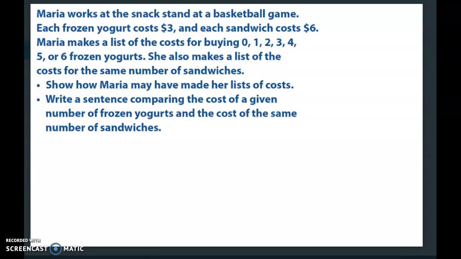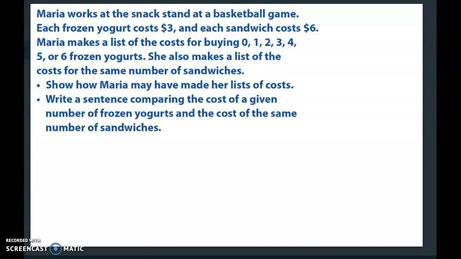So it says Maria works at the snack stand at a basketball game. Each frozen yogurt costs $3. And each sandwich costs $6. Maria makes a list of the cost for buying 0, 1, 2, 3, 4, 5, or 6 frozen yogurts. She also makes a list of the cost for the same number of sandwiches. Show how Maria may have made her list of costs. Write a sentence comparing. We're not going to really write the sentence, but we're going to analyze the data.